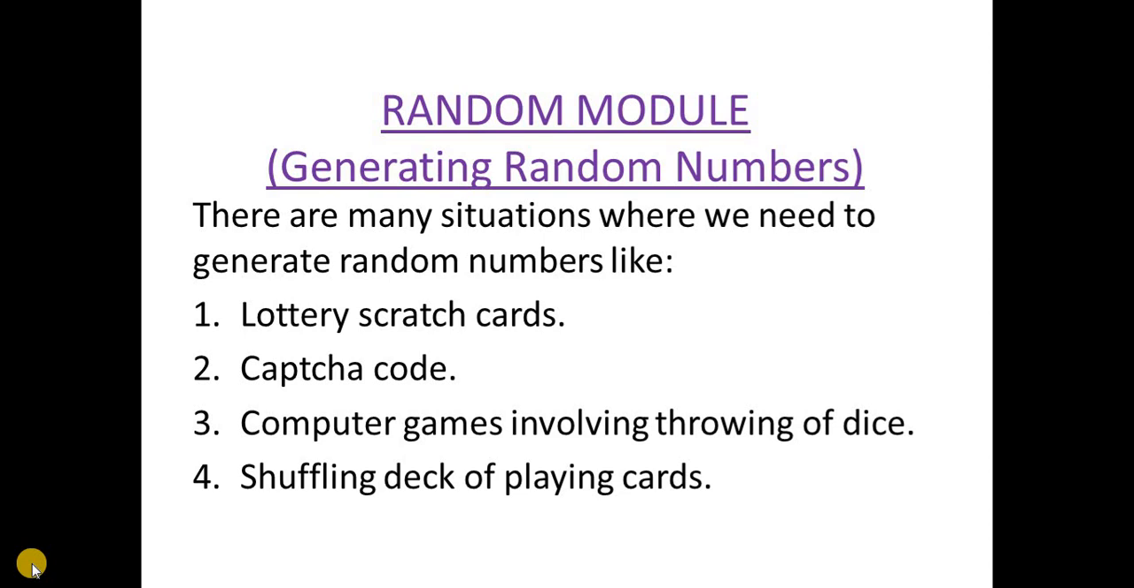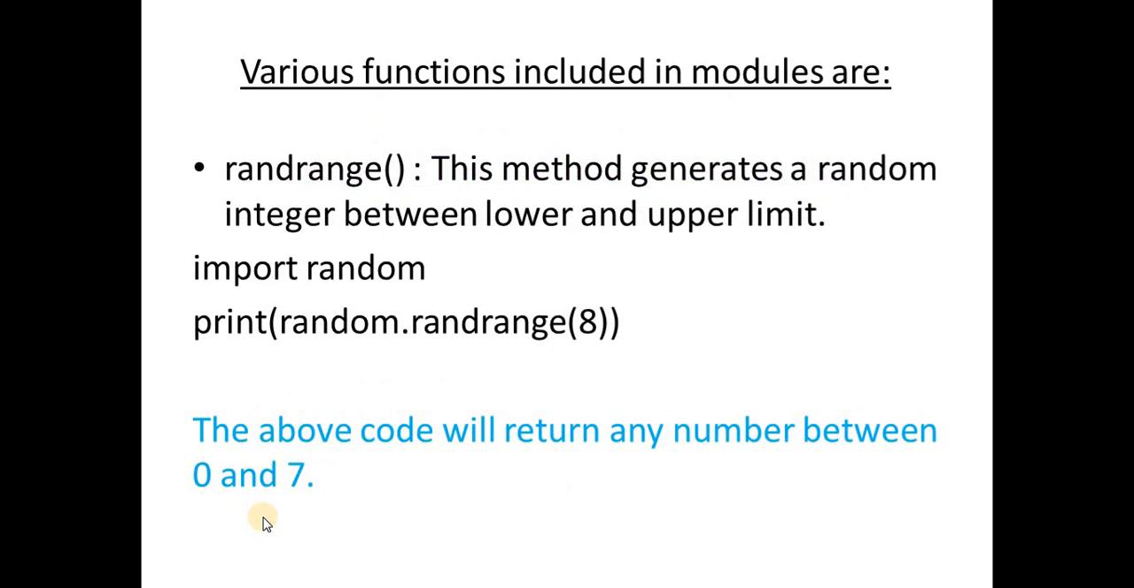Computer games involving the throwing of dice, definitely when you throw a dice, a random number should generate between 1 to 6. Shuffling a deck of playing cards. So these are all the things where we need random numbers. So let me start to go with the functions included in the module.